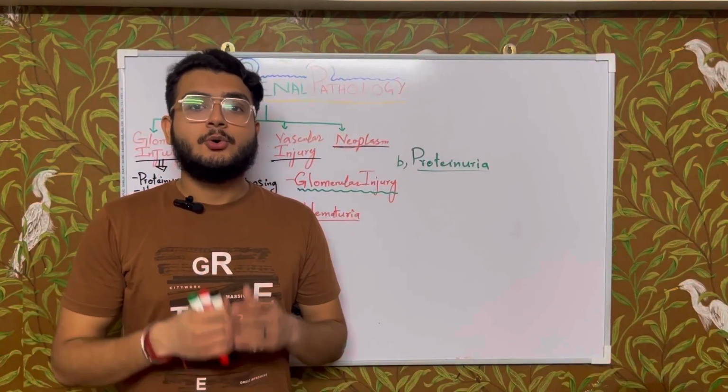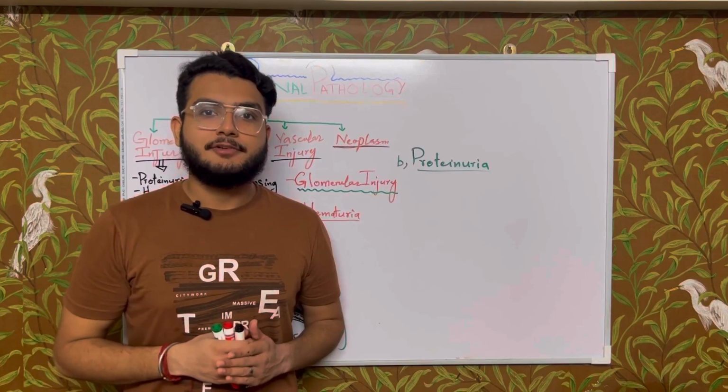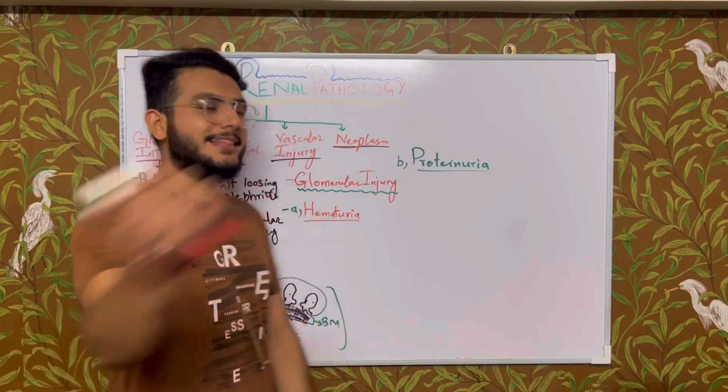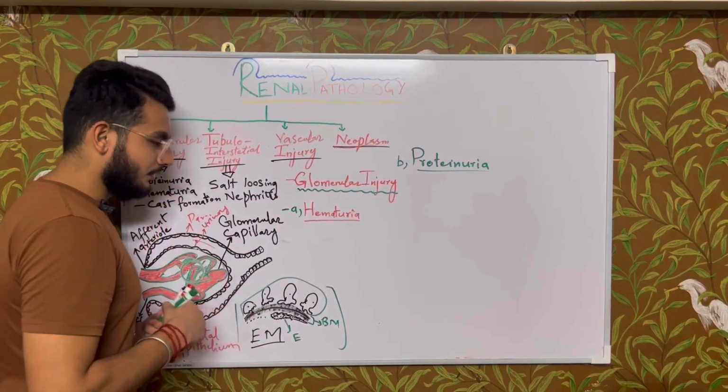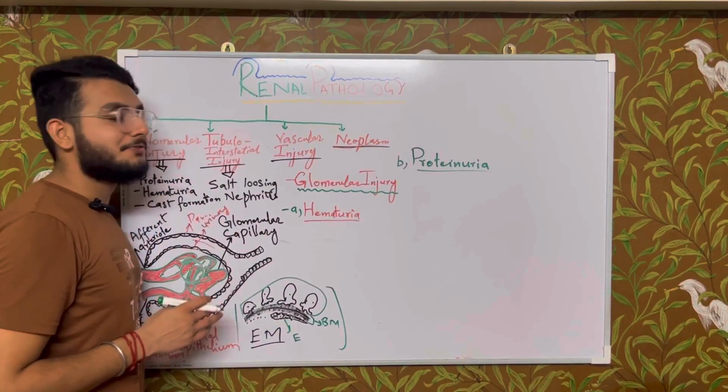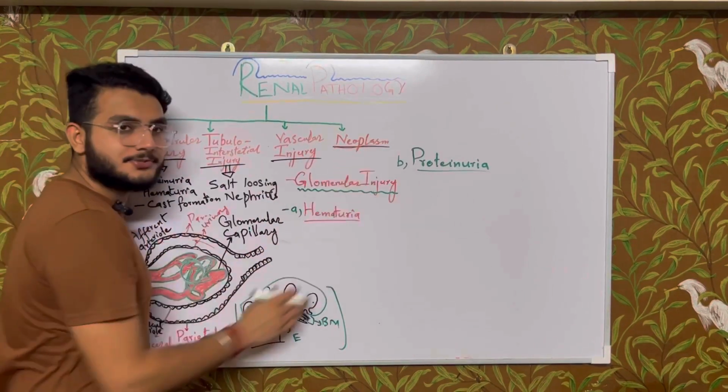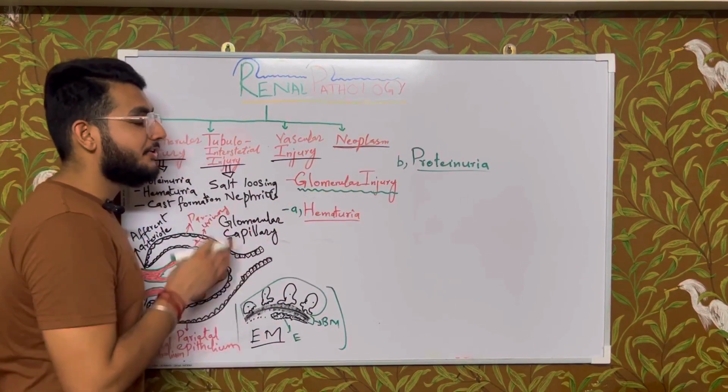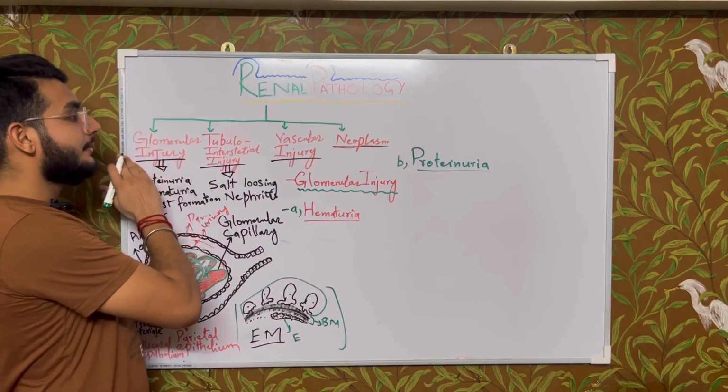In this video, we'll delve into the pathology of the renal system. So let's jump into the lecture. The pathology of the renal system is divided into four main headings. We study renal pathology under four main headings.